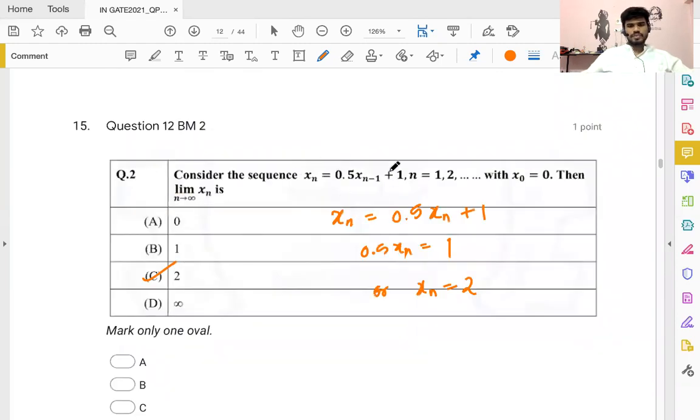See, again, notice this thing. There are a couple of ways to do this, but the moment you say, okay, if it converges, xn should be this thing. The moment you realize that, the answer is very simple, right? This also, I would say, is a surprise framing of an easy question.